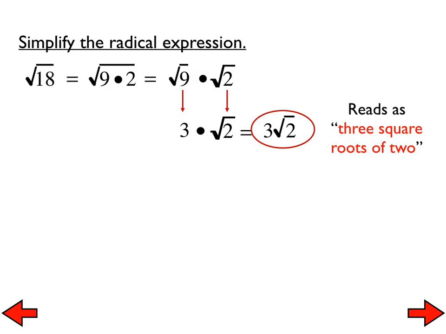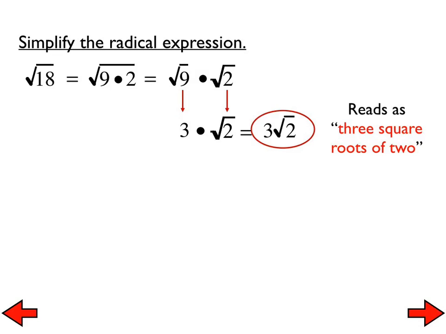So sometimes we want to estimate irrational square roots to the nearest integer. Sometimes we want to find out between which two integers it's in between. Sometimes we want to estimate to the nearest tenth or the hundredth or the thousandth. And then other times we want to simplify the radical algebraically.